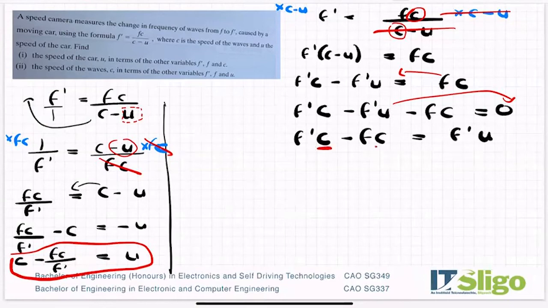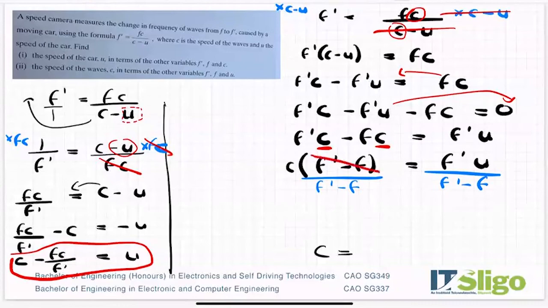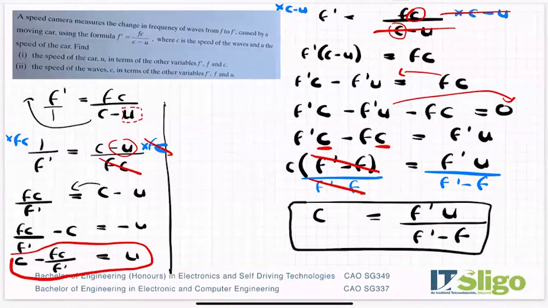Okay, let's factor out our C so that it only appears once, because remember what we're trying to get to, C equals. So C, factor it out. And then divide both sides by what's in beside C, so that F dash minus F cancels there. And you end up with C being equal to F dash U over F dash minus F. Okay, and that was a particularly hard formula manipulation question.